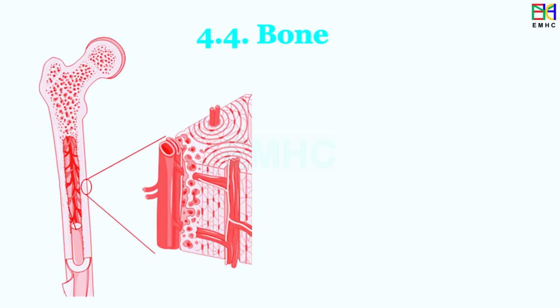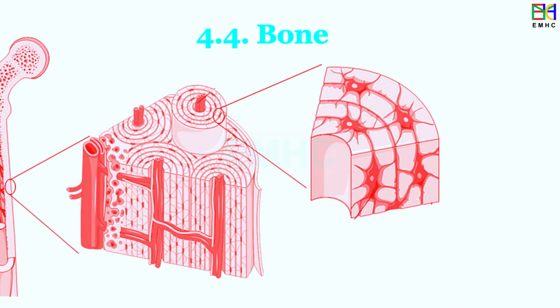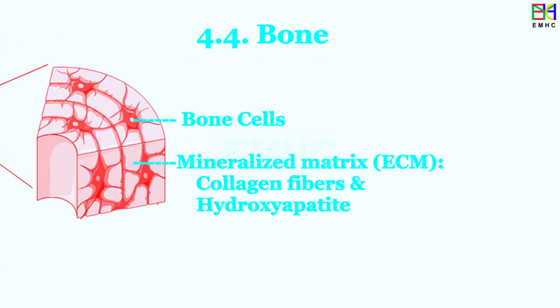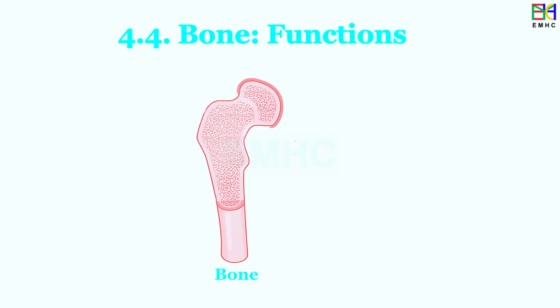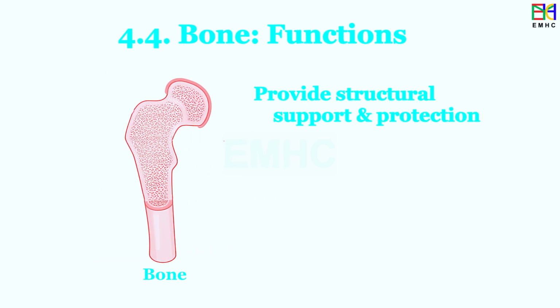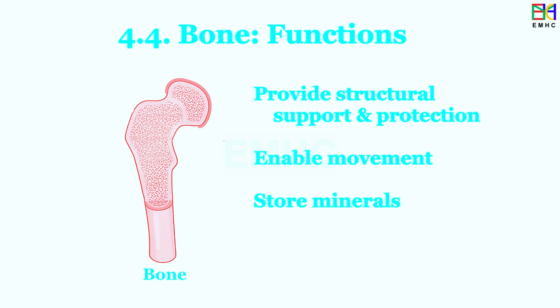Bone, or osseous tissue, is a hard, dense connective tissue consisting of bone cells embedded in a mineralized matrix of collagen fibers and a calcium phosphate compound, hydroxyapatite. Bone cells include osteoblasts, osteocytes, and osteoclasts. Osteoblasts build new bone, osteocytes maintain bone tissue, and osteoclasts break down old bone to regulate bone strength and calcium levels. Bone provides structural support and protection to the body's organs, enables movement by serving as attachment points for muscles, stores minerals like calcium and phosphorus, and houses the bone marrow.